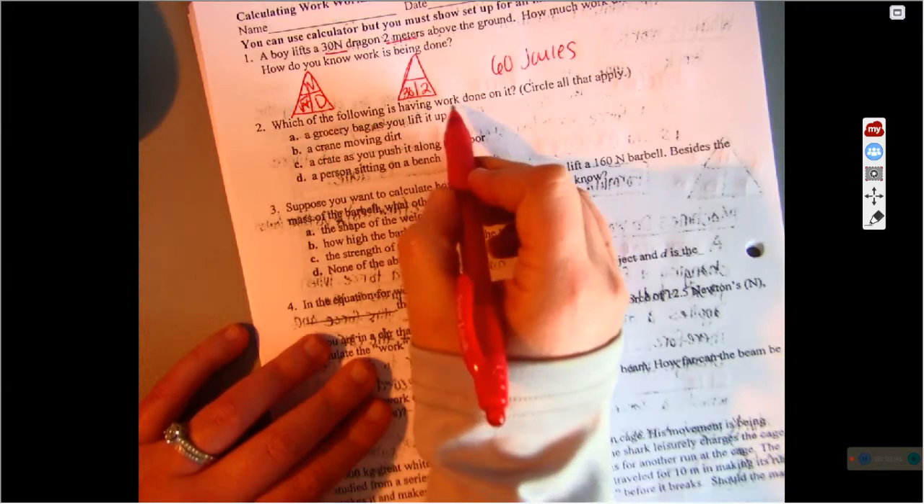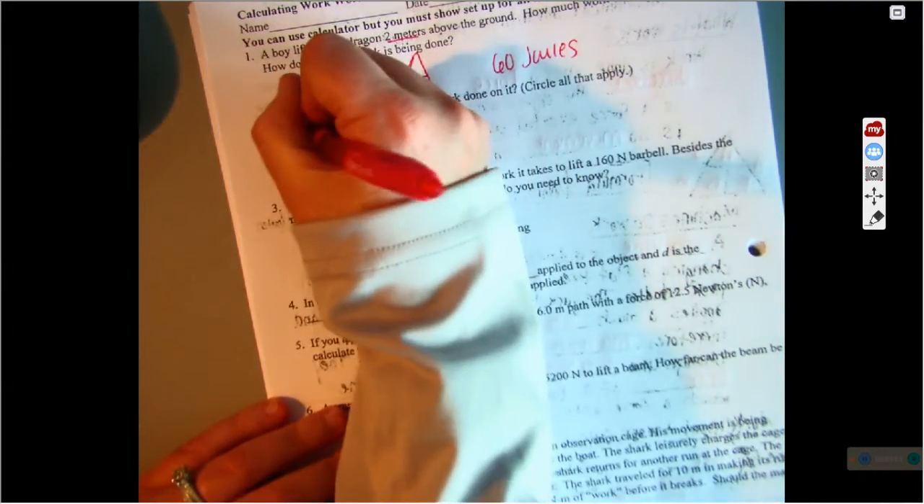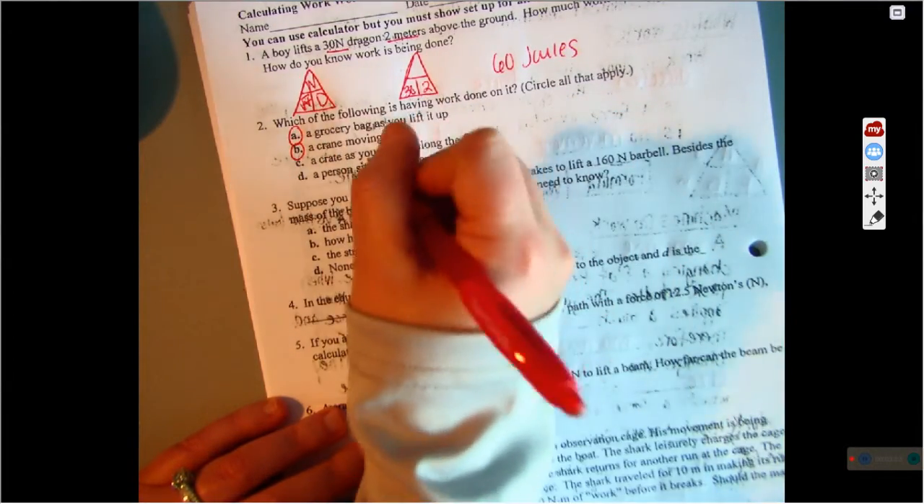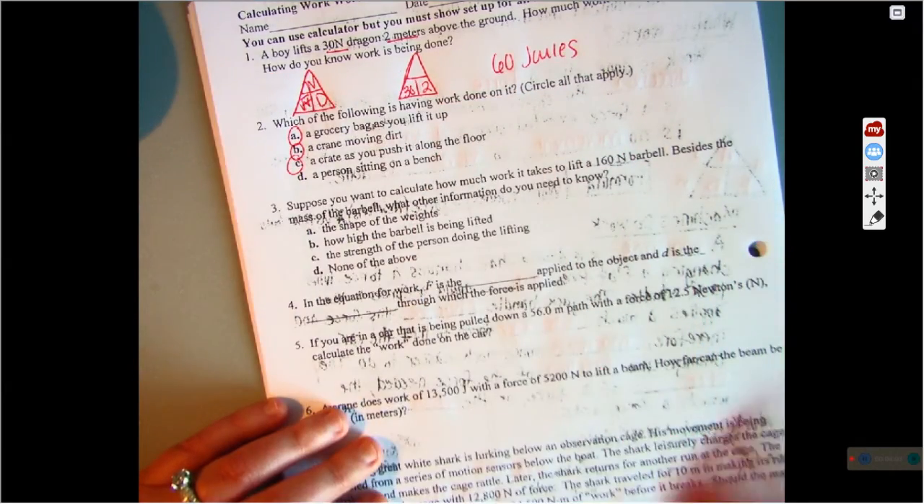Which of the following is having work done on it? Okay, so remember, a machine has to change the size, direction, or both. So a grocery bag, as you lift it up, that's helping. A crane moving dirt, that's helping. It's a force over a distance. A crate, as you push it, that's a force over a distance. But a person sitting on the bench is not.